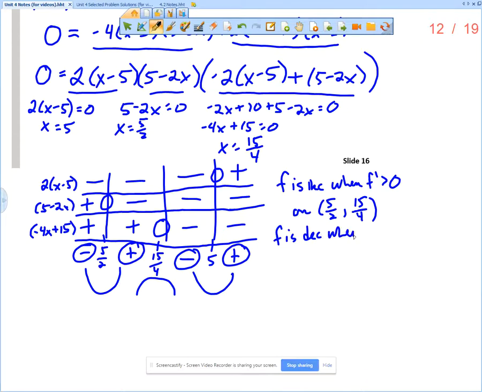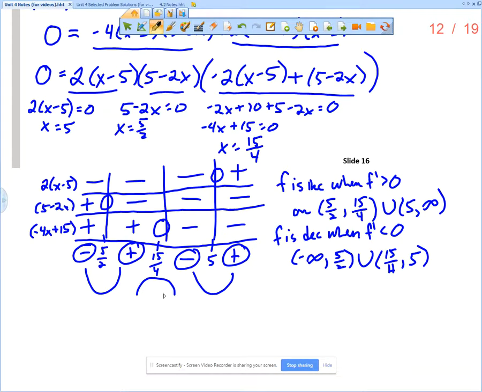What about f is decreasing? F is decreasing when f prime is less than 0. So what would that mean? To the left of 5/2, so that'd be from negative infinity to 5/2. Oh, I guess I forgot the other part when f prime is positive. That would be to the right of 5, so from 5 to infinity. And when else is f prime negative? That would be from 15/4 to 5. We can use the union symbol to show the union of those two intervals. So that's when f is increasing and decreasing.